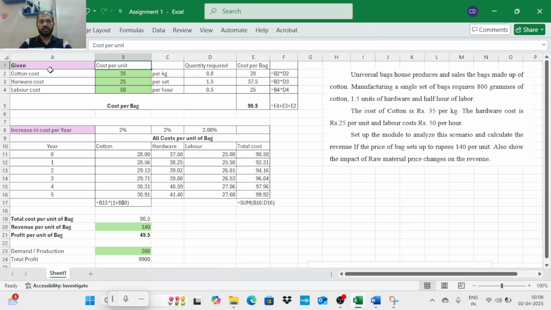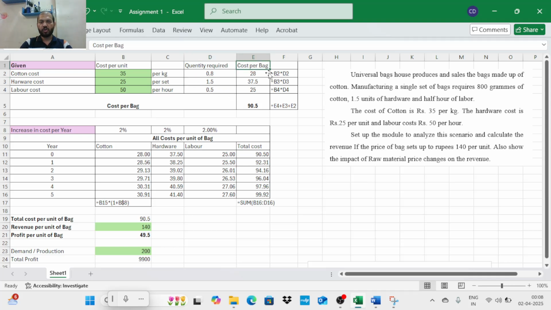So first of all we have this cost per unit: cotton costs, hardware costs and labor costs, rupees 35, 25 and 50 respectively. The cotton cost is per kilogram, whereas hardware cost is per set and labor is per hour. Now to produce one bag it requires 800 grams of cotton, then 1.5 sets of hardware and half an hour of labor.